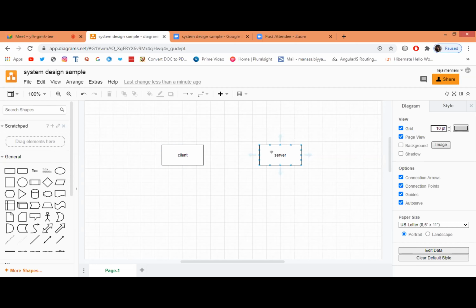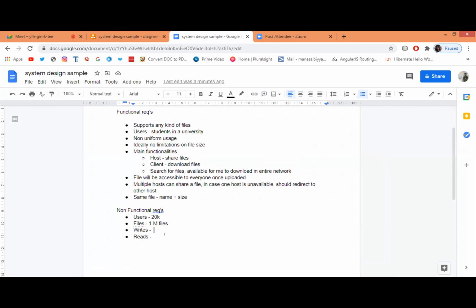From the requirement perspective, we are saying there are 20,000 users at the max. So there will be 20,000 applications interacting with each other. So in terms of the expectations out of the system, in terms of scalability, what are our main expectations, like in terms of availability, consistency?